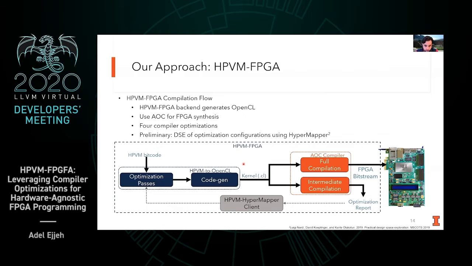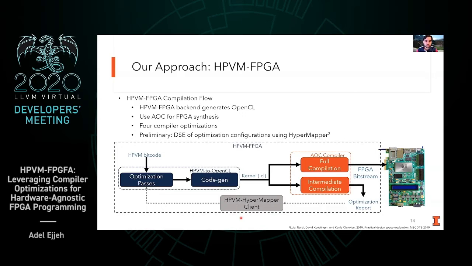In this work, we extended HPVM with an FPGA backend. Our HPVM to FPGA flow comprises an HPVM to OpenCL backend that generates OpenCL versions of the kernels. As part of that backend, we implemented 4 compiler optimizations, which we will describe in more detail in the next few slides. The output of this backend is fed into AOC to perform synthesis and either generate an FPGA bitstream that can be used to program the FPGA or an optimization report.